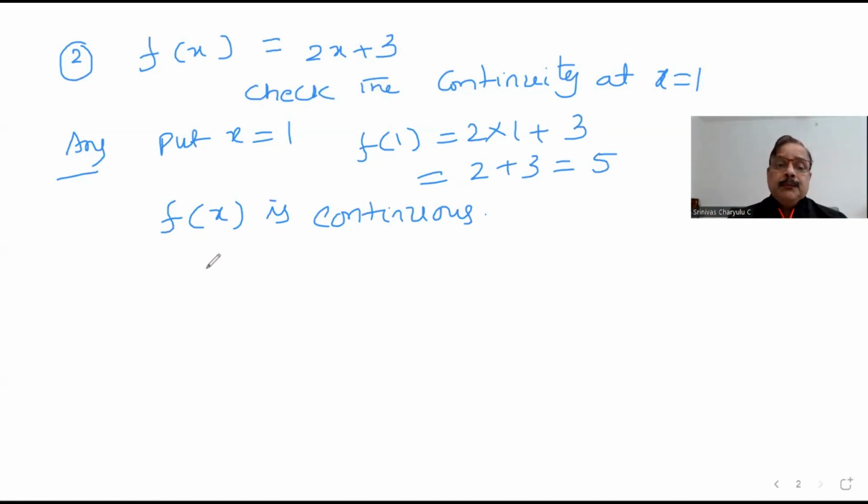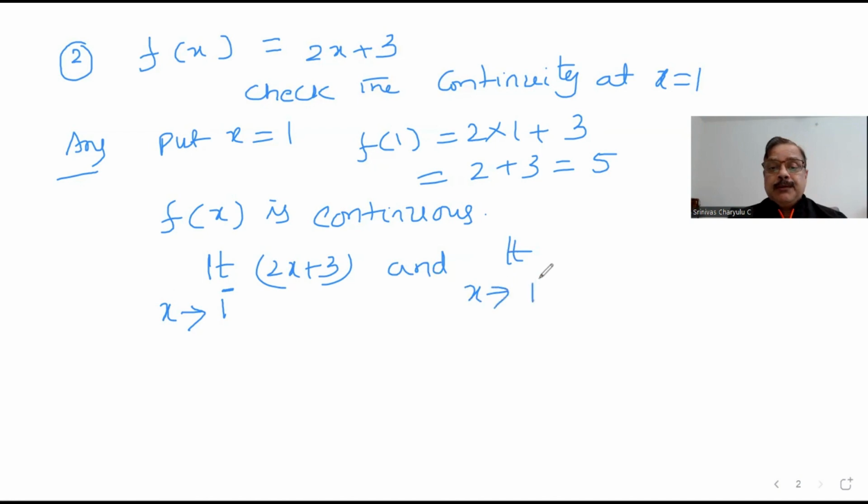Even if you come from 1 minus, for example, limit x tends to 1 minus 2x plus 3, and limit x tends to 1 plus 2x plus 3, even if we do this, the answer will be the same because they both will tend to 5 only. So you can try it out.